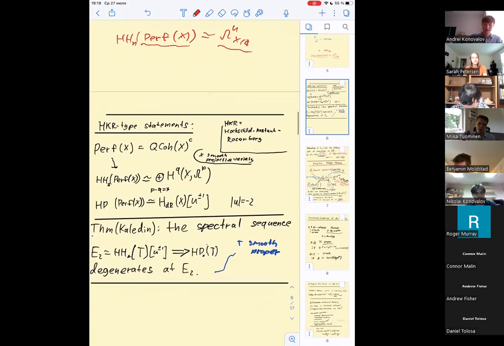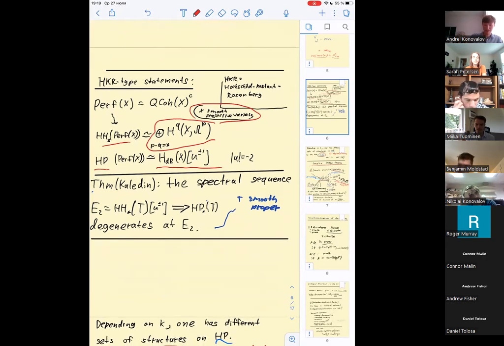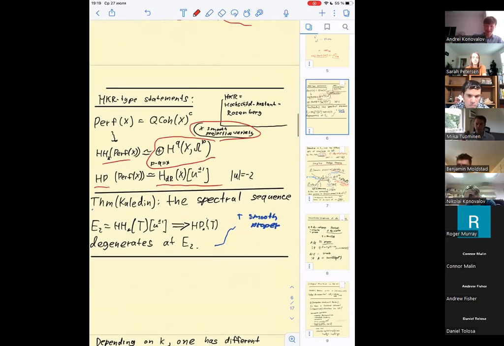So there are those HKR type statements which basically say that for smooth projective varieties, periodic homology behaves like an analog of de Rham homology groups, and Hodge homology behaves like an analog of differential forms, or the corresponding global differential forms, or the Hodge versions. And there is a theorem of Kaledin that in fact there is an analogous spectral sequence from Hochschild to periodic, which degenerates at the second page, giving a picture analogous to classical Hodge theory.